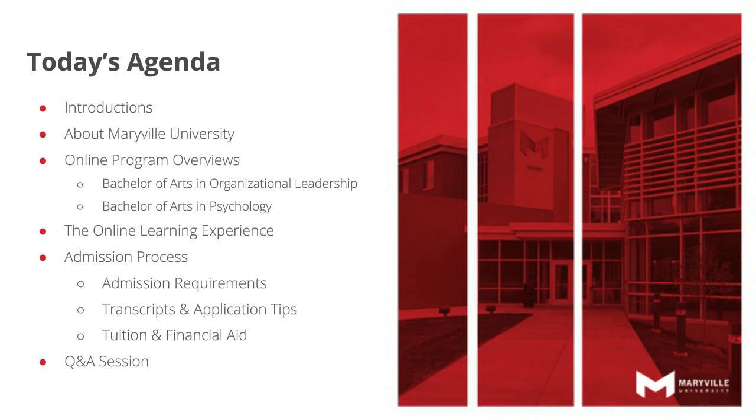We're going to cover both the Bachelor of Arts in Organizational Leadership program as well as the Bachelor of Arts in Psychology program. We're going to go a little bit over the online learning experience, so what that would look like for an online student here with Maryville. And then we're going to close it out with the admissions process, so we're going to go over the various requirements for the program, different application tips and information about transcripts, as well as tuition and financial aid. And then at the end, any questions that we don't get through throughout the presentation, we will address at the end. So if you do have any questions, please feel free to ask.